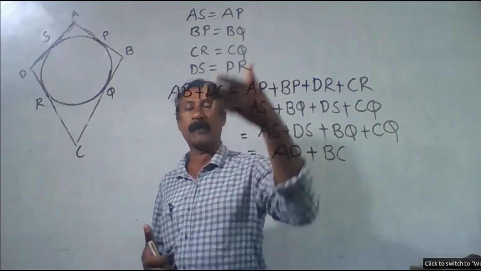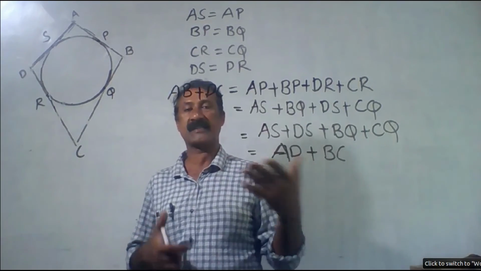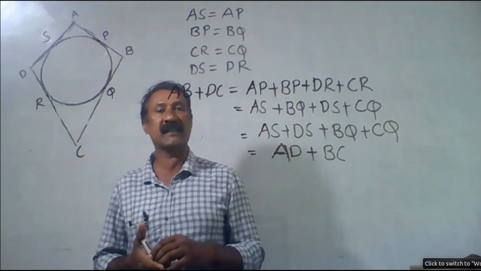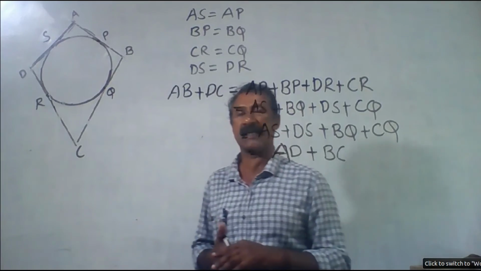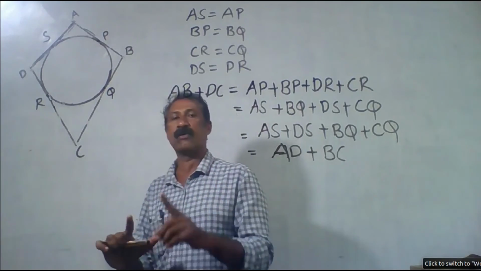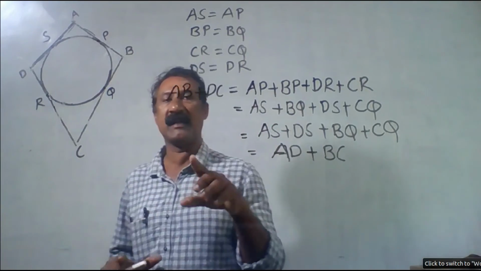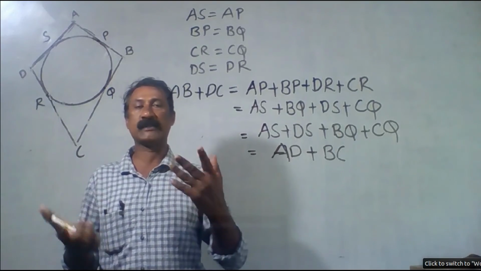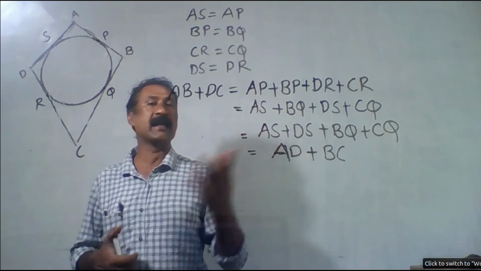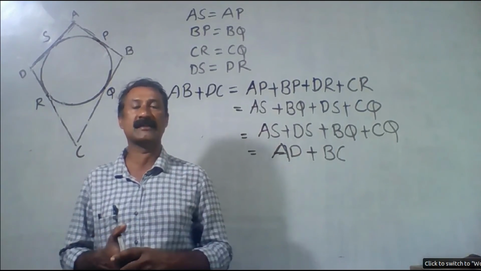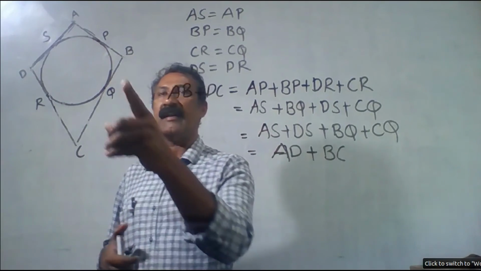Yes, the property is that the sum of the opposite angles are supplementary. Here in a rectangle, we can always draw circumcircles. Rectangle, square, isosceles trapezium are cyclic quadrilaterals. That type of quadrilateral is called a cyclic quadrilateral.